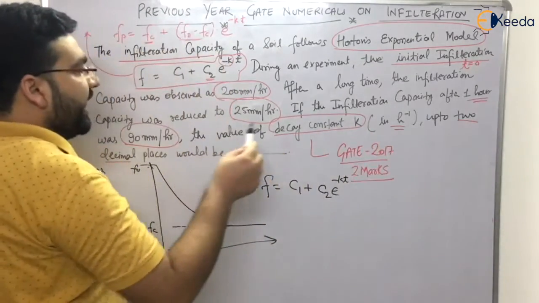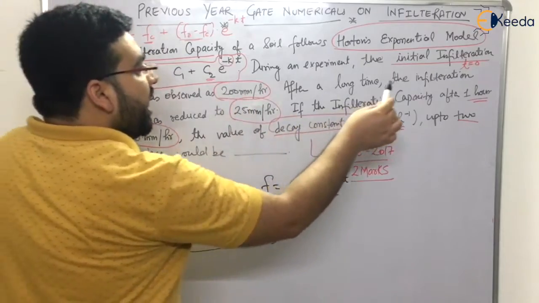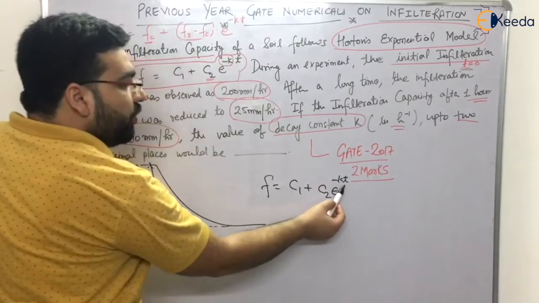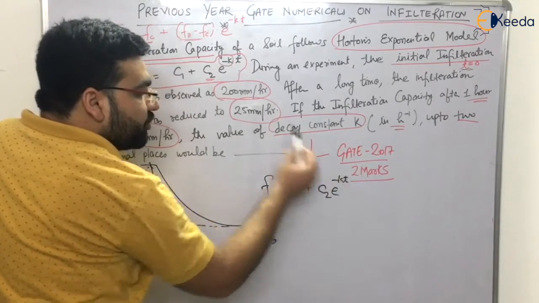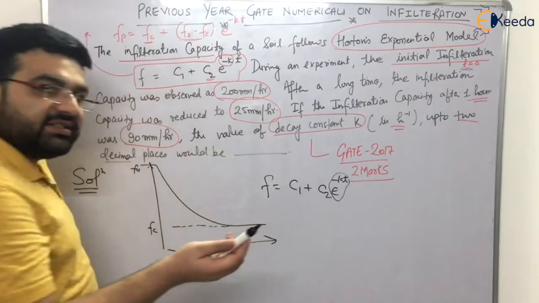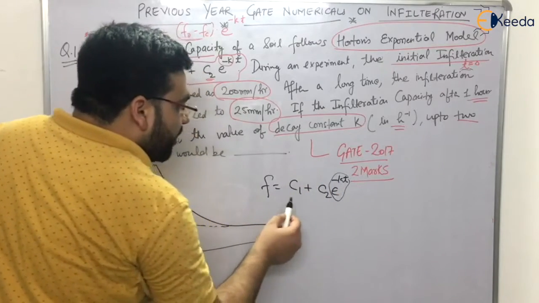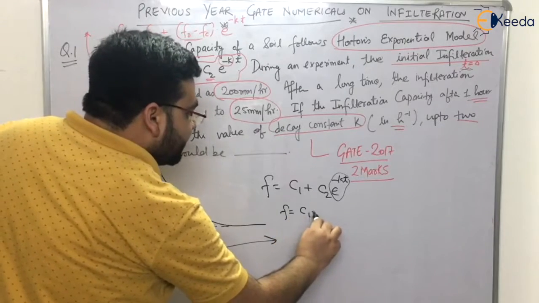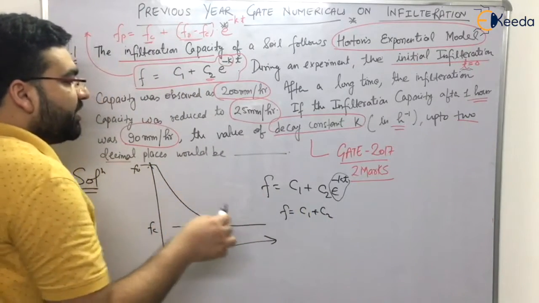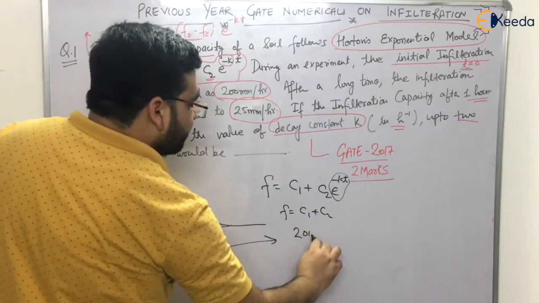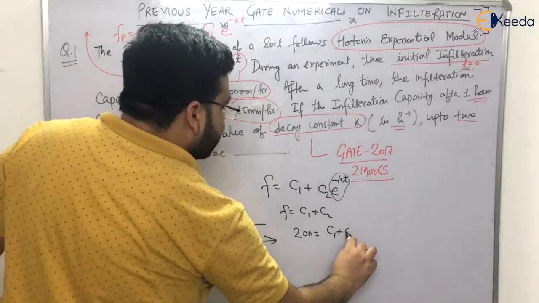They just formed two equations. How can the two equations be formed? Initial infiltration at t is equal to 0. First of all, you put t is equal to 0. If you put t is equal to 0, this e term will become equal to 1. So f will be equal to C1 plus C2. Now how much is f? The initial f is 200 mm per hour, equal to C1 plus C2.